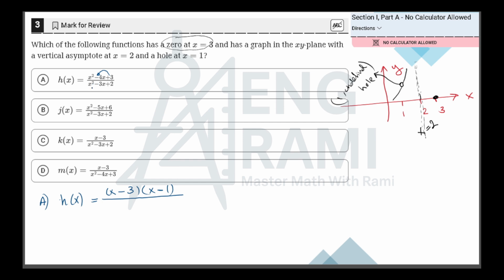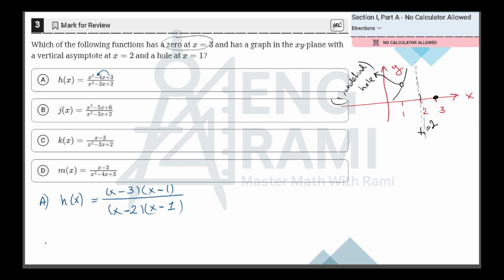The denominator is a quadratic equation also, x and x. Positive, so the sign of both factors will be the same as the middle term in sign. Negative, negative, 2, 1. This is choice number A.